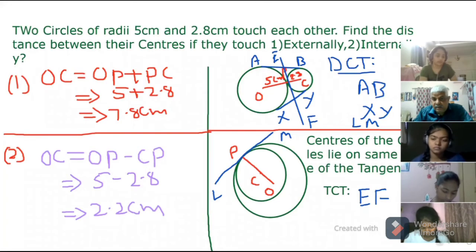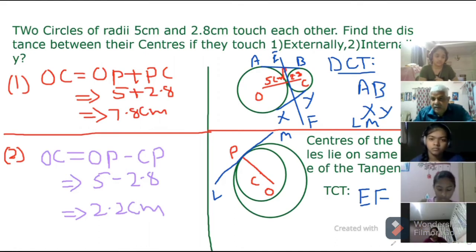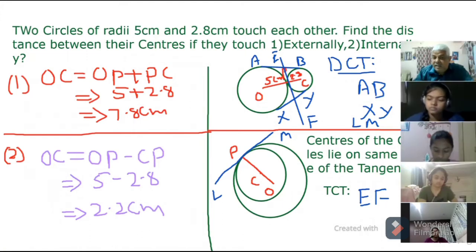Yes, Anjana, any doubt? Sir, is TCT not possible in internally touching circles? No, in internally touching circles, a transverse common tangent cannot be constructed, because what is the definition of TCT? Remember, the centers of the circles must lie on either side. So for internally touching circles, TCT cannot be constructed.